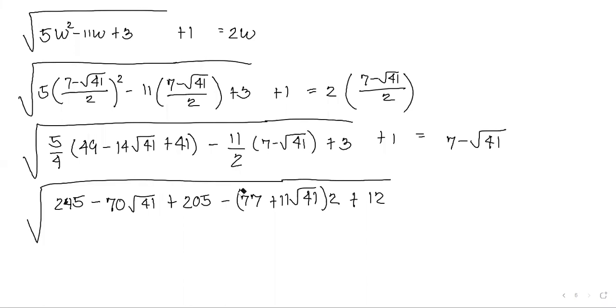77 times 2. Ayan, tama ba? Yeah, tama na. Times 2 over 2. So, yan, 154. 77 times 2, 154. Tapos 11 times 2 is 22. Ayan, 22.